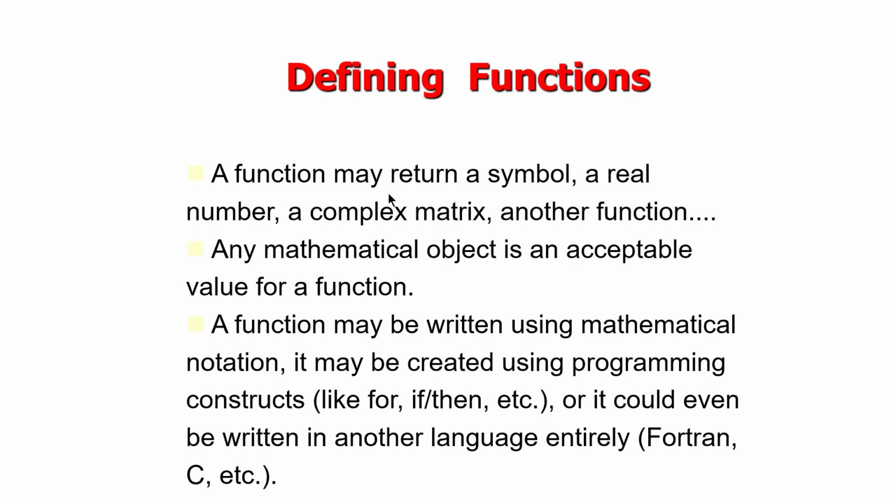You can define a function this way. A function may return a symbol, a real number, a complex matrix, another function. Defining the function means the output of whatever you are defining may be a real number, a complex matrix, or any other function. So any mathematical object is acceptable as the value of a function.